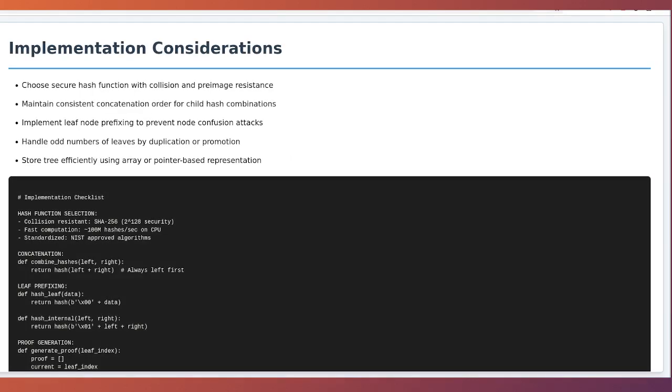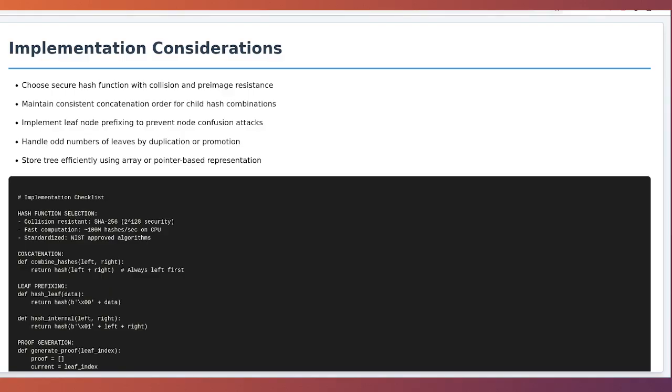Implementation considerations. When implementing Merkle trees in software, several practical considerations affect correctness, security, and performance. Let's explore the key implementation details that developers need to get right. First, choosing the hash function is critical. SHA-256 is the most common choice, offering strong security and good performance.